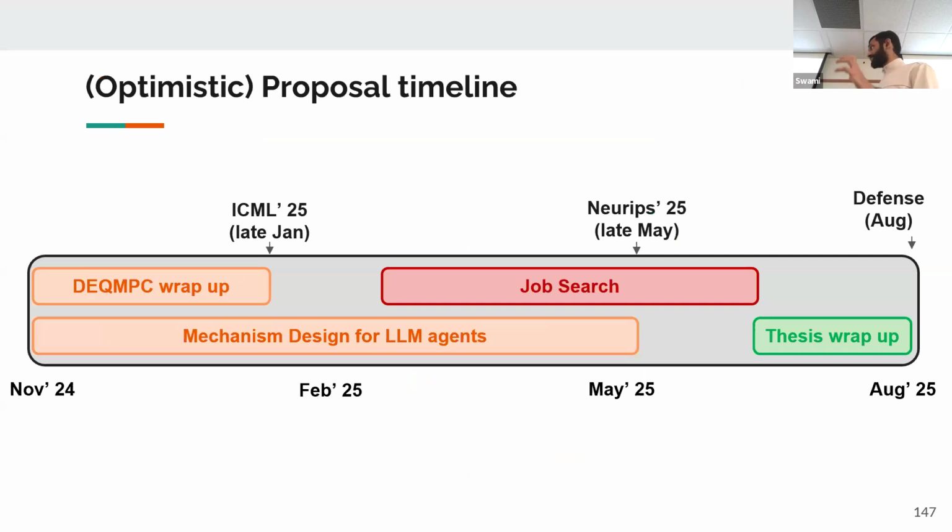And so that wraps up these two pieces of proposed work, which we hope to finish, let's say, by ICML and NeurIPS this coming spring, and hopefully have some job search in the middle. And the hope is that by August we'll have finished most of that and the job search, and then defend sometime around late July or August. But we'll see.